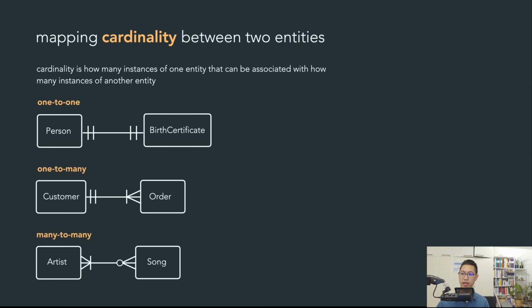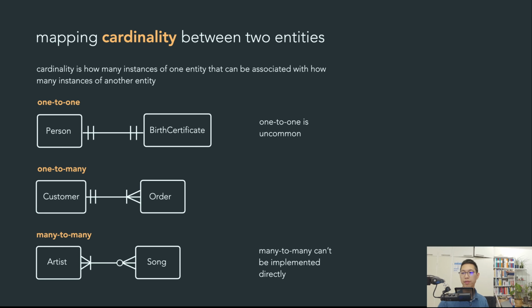And here we have many-to-many. So artists can sing 0 or several songs. And a song can be sung by one or more artists. For example, you have several artists singing the same song in a band. Yeah, one-to-one is uncommon, and many-to-many can't be implemented directly into the database. So you need something called a bridge table, which we'll come back to later on.